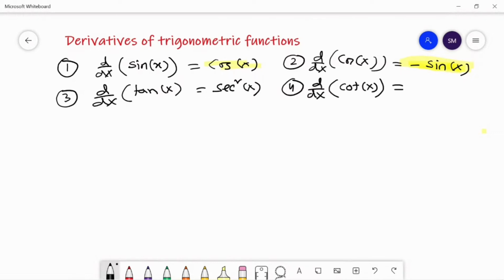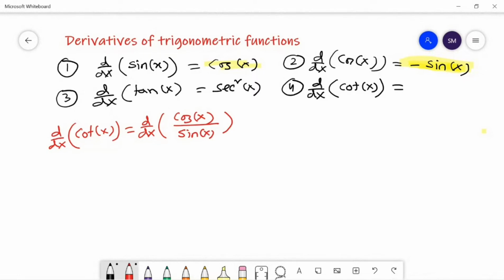Now we will have our fourth rule, the derivative of cotan x. It's almost similar to tan x. Here we will write the derivative of cotan x as the derivative of cosine x over sin x, and we will proceed the same way to get the derivative of cotan x.